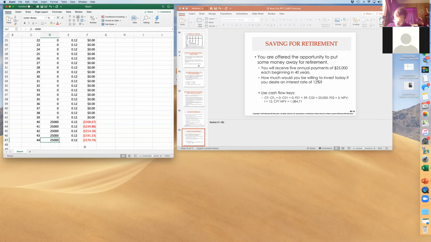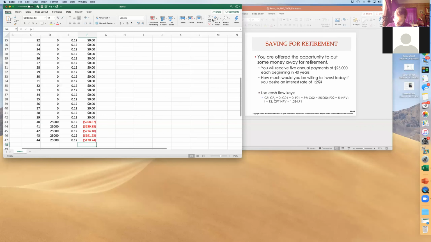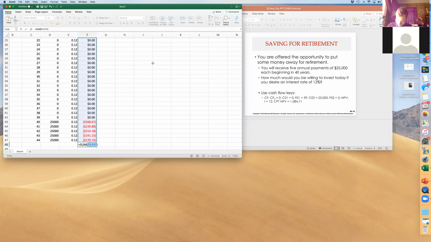All right. So if I just add up these present values, when I just sum them all up, if I had $1,084.71 today, I would be able to provide myself with 5 equal payments of $25,000 starting in year 40. That's a little retirement plan for us.